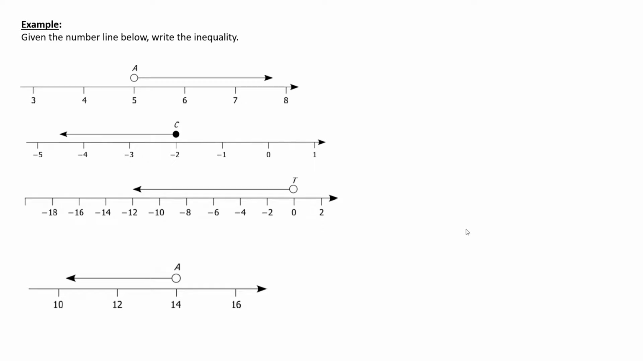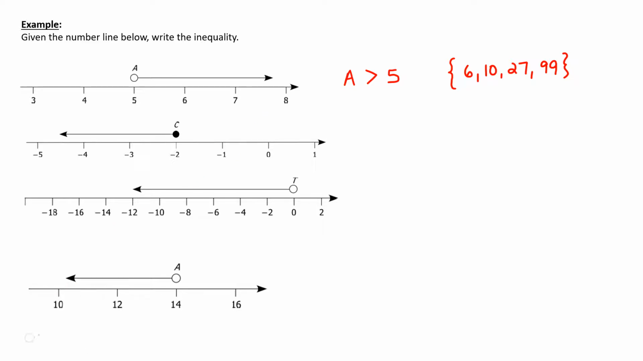Given the number line below, write the inequality. The first one has A as our variable. It has an open circle, so that means we're not going to include 5, but 5 is the number that it starts at, and it has to be greater than. So possible numbers that would work for this would be 6, 10, 27, 99. Those are all bigger than 5.